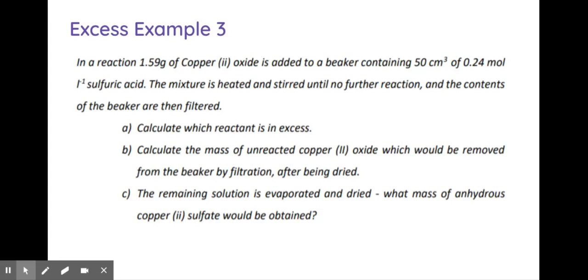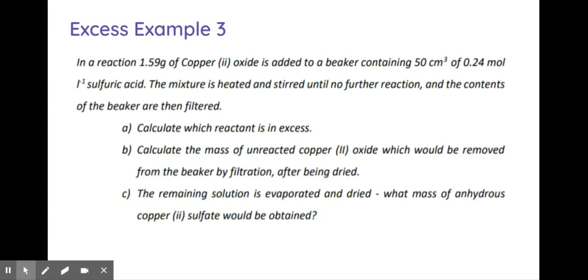1.59 grams of copper 2 oxide is added to a beaker containing 50 centimetres cubed of 0.24 moles per litre sulfuric acid. The mixture is heated and stirred until no further reaction, and the contents of the beaker are then filtered. So this is the procedure, I don't know if some of you have noticed this already, for making crystals.